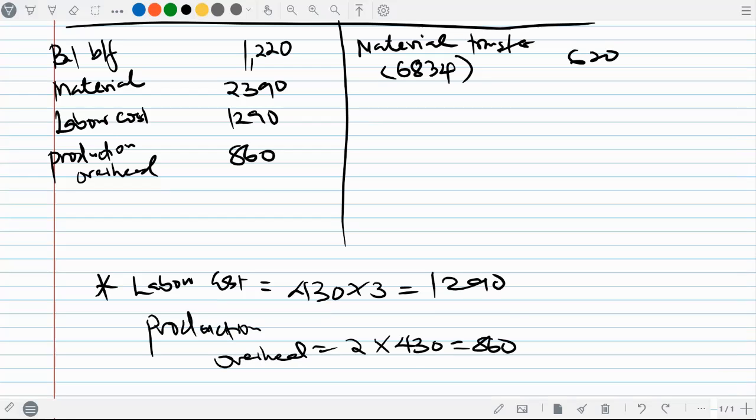Anything else that occurred on job 6832? Direct materials returned to store. These are materials that were returned to store, therefore it's a subtraction, a credit entry, which is equal to 870. Anything else that happened on job 6832? I don't think there's anything else that happened there. Fair enough. We add together, and what do you get as the total?